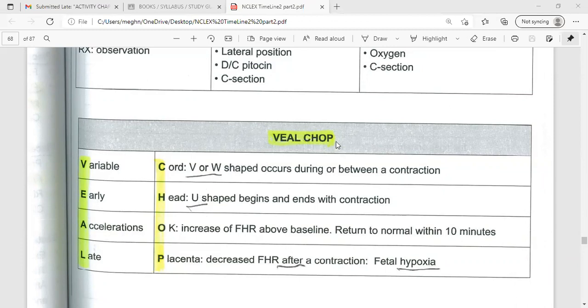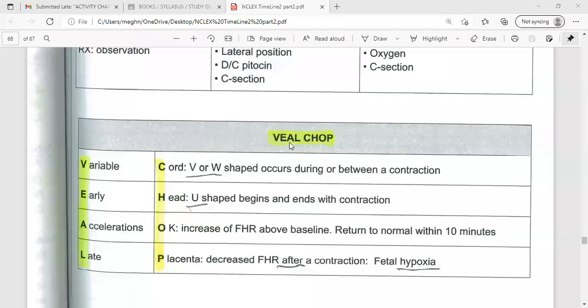In the same way, parallelly, you should write CHOP. C for cord compression, H for head compression, O for okay, and P stands for placental insufficiency. So variable deceleration's underlying cause is cord compression. And early deceleration, the reason being head compression.